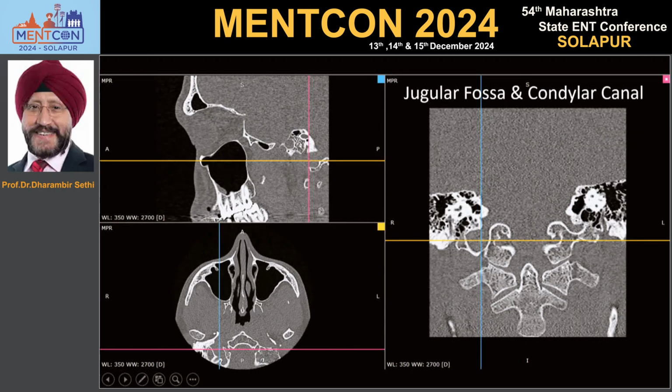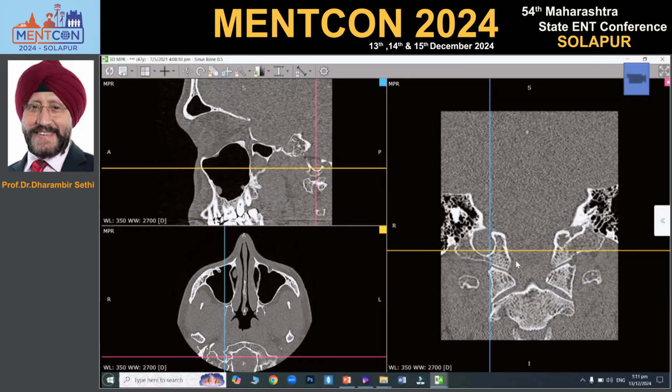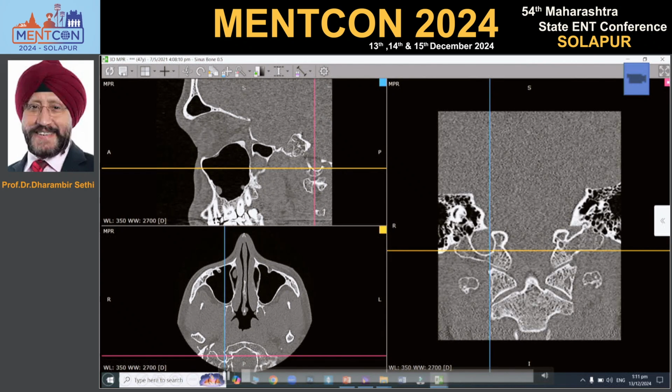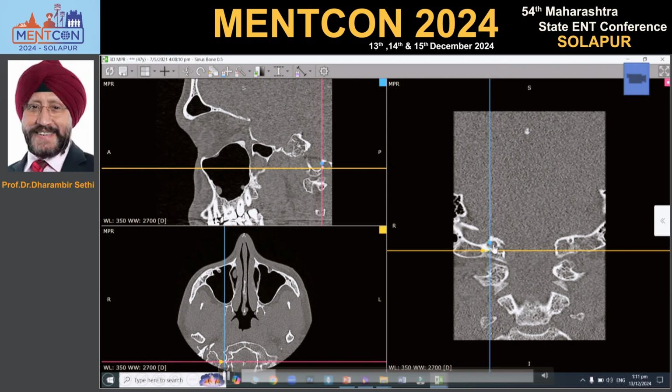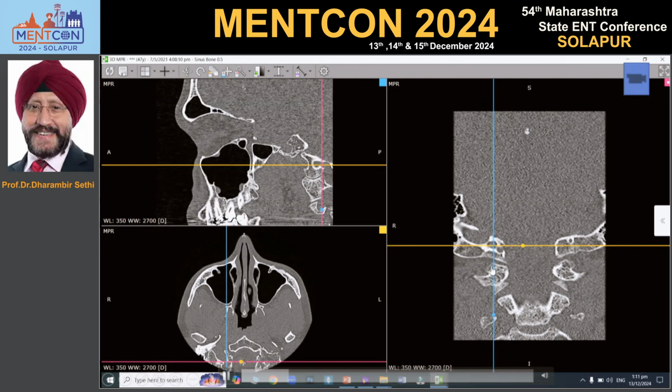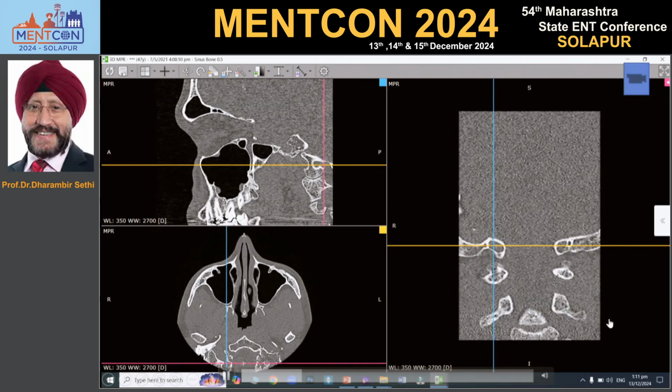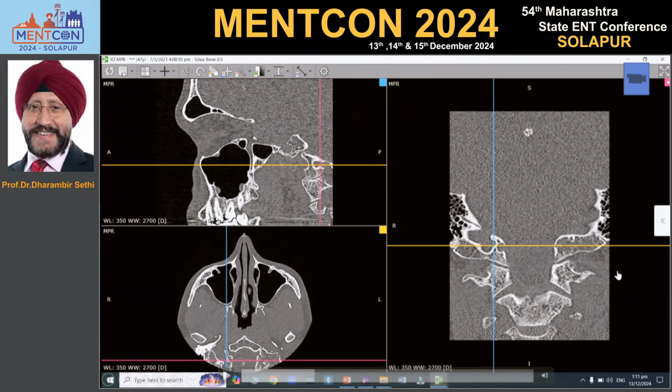So here you see a very large jugular fossa right here, much smaller here, and that's because most of the blood drains into the right side. Very large, and a very small jugular fossa here. And you can sometimes trace the condylar canal. Let me see if you can see the condylar canal right here. This is the condylar canal that transmits the condylar vein, which is a very large emissary vein.